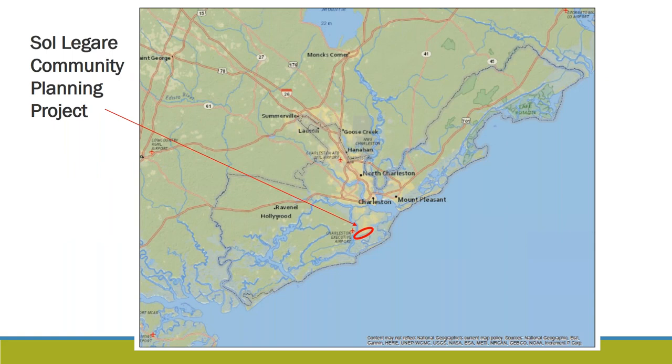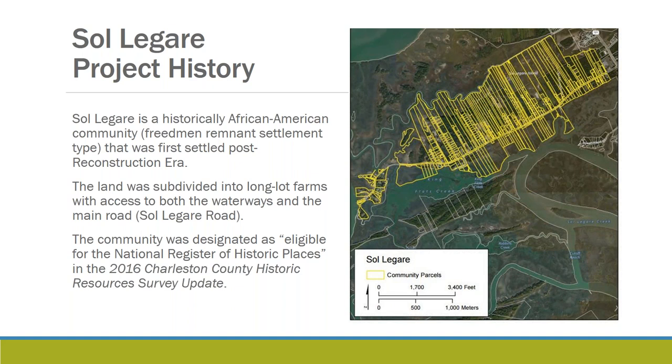So we mentioned Solar Green a little bit earlier, but the Solar Green community is shown here on the map. It's located on James Island, which is a little bit southwest of Charleston. And it's right before you reach Folly Beach, if you're driving and you're familiar with the Charleston area at all. It's in the urban suburban area of the county.